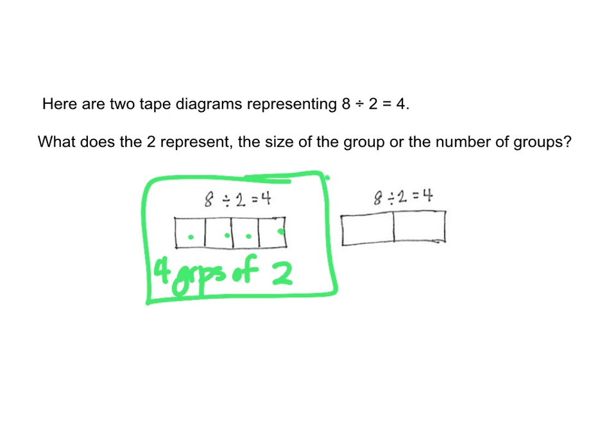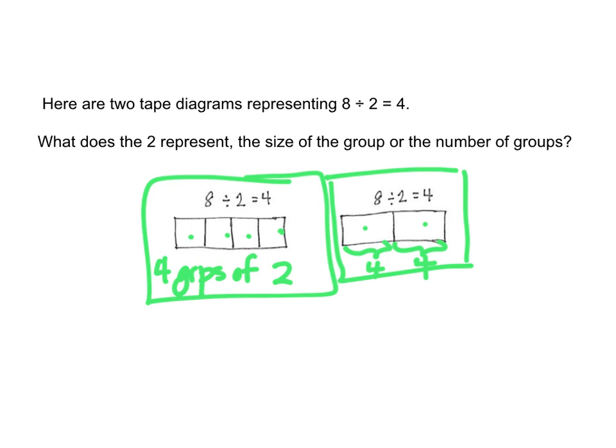So let's look at this other one. 8 divided by 2 equals 4 still, but this time our tape diagram only has 2 parts. So is 2 the size of the group or the number of groups? Well, in this case, it's the number of groups. There are just 2 groups, and so each of those groups is 4.